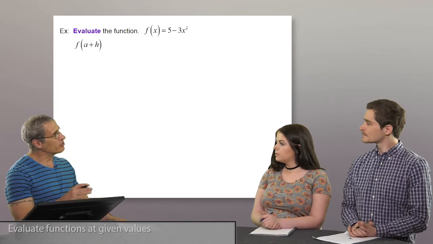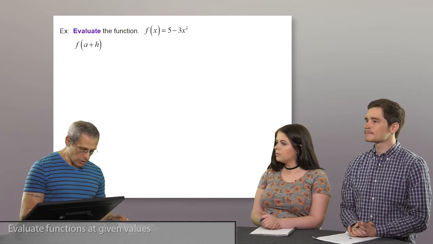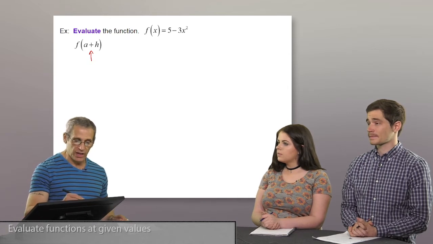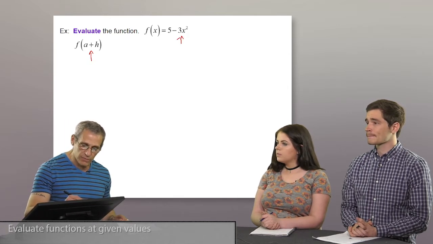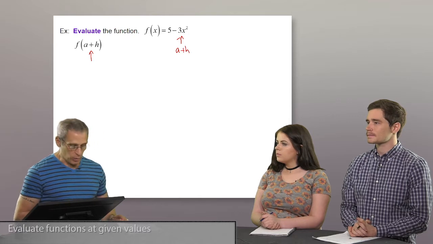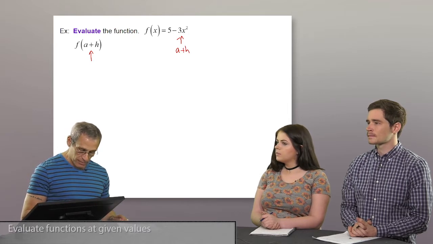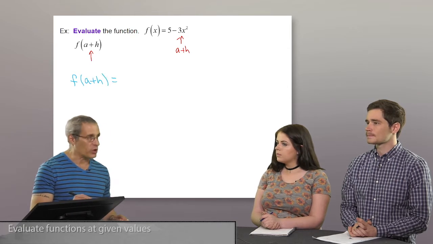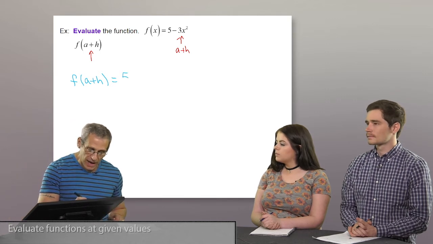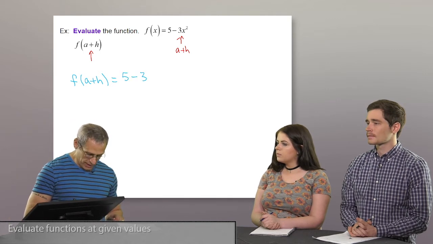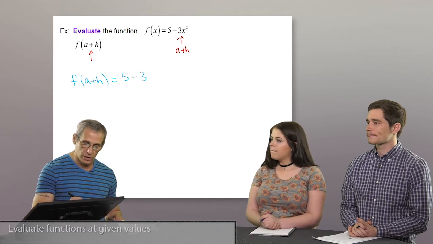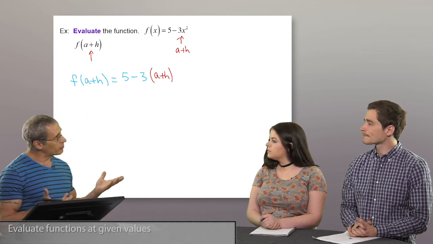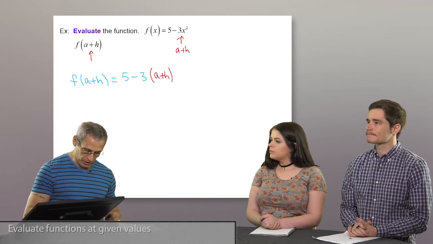Let's evaluate the same function, 5 minus 3x squared. And notice with our notation, we're going to evaluate at a plus h. So we're going to substitute a plus h in for the variable x. Now when we do that, we would have f of a plus h is equal to 5 minus 3 times, and then in parentheses, to make sure we're seeing what we're doing, we substitute in a plus h for x, and then we simply square that.